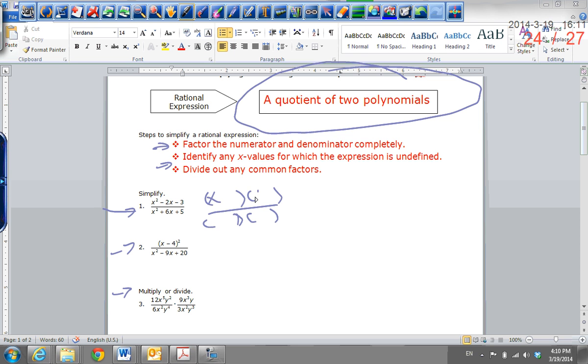So we got x and x. Remember, factors of -3 that add up to -2 are -3, +1. On bottom, we have x plus 1, x plus 5. And you see here, x plus 1's cancel out, so my answer is x minus 3 over x plus 5.